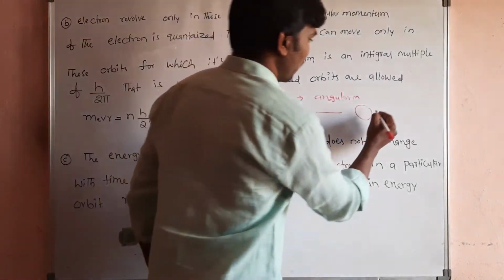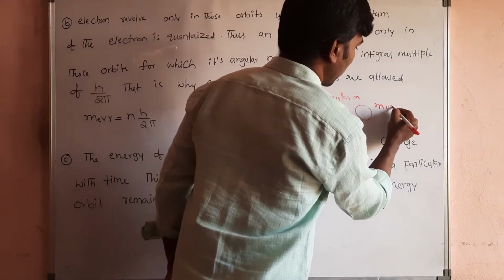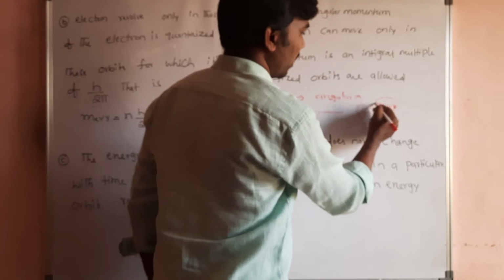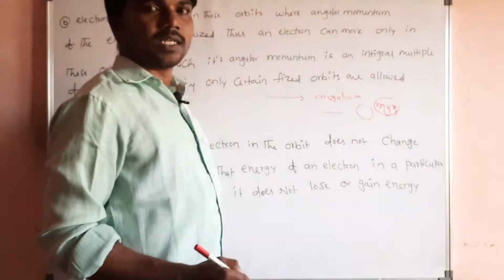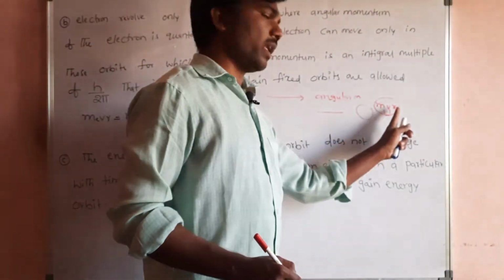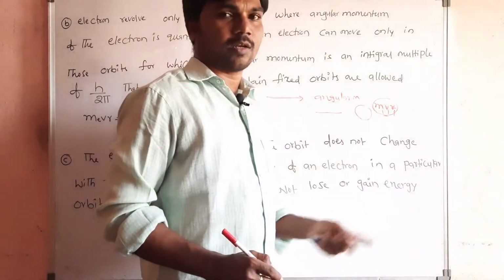For angular momentum, a formula is there. We have to calculate it by using this formula, mvr: mass into velocity into radius. The product of mass, velocity and radius, we call it what? Angular momentum here. This is not linear momentum.